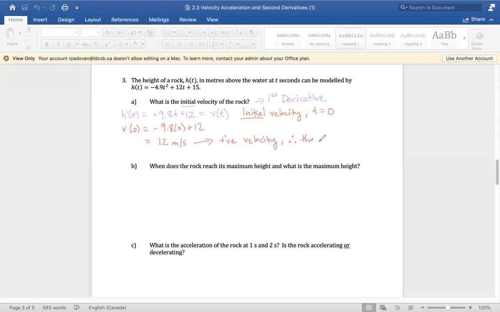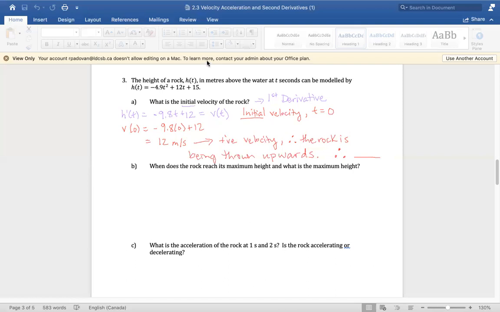Therefore, the rock is, at the current moment, being thrown upwards. It's not on its way down yet. We haven't hit the maximum, the vertex, yet. And you'd put a therefore statement. So therefore, the initial velocity of the rock is 12, and put your units, meters per second. Put another therefore statement there.